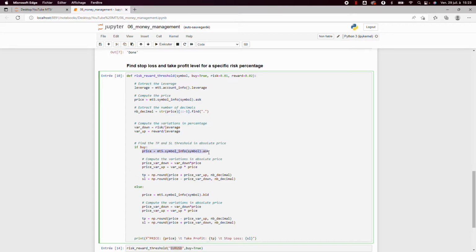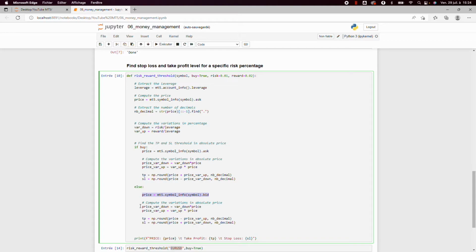But here we need to extract the ask price, and then we need to multiply the ask price by the variation down and the variation up, which represents the variation discounted by the leverage to obtain the stop loss and the take profit. And then you will just round the price to the number of decimals of the asset. Generally, you don't need to put the exact decimal, but to be sure that we don't have any issues, it's better to do it. Then if you want to find the best stop loss and take profit for a short position, you will use exactly the same thing, but as always, in the opposite way.